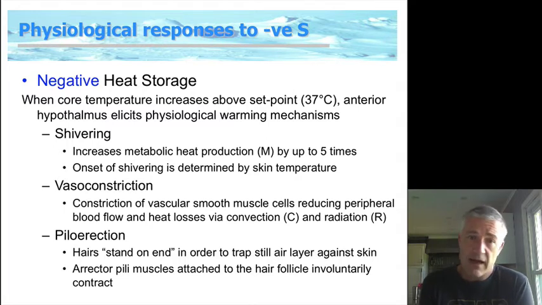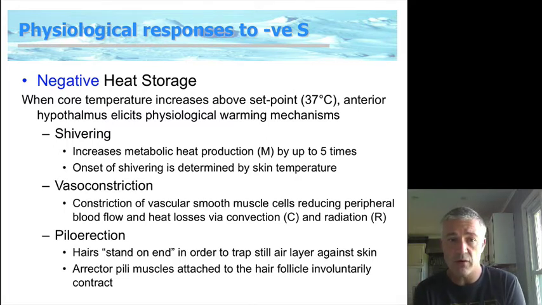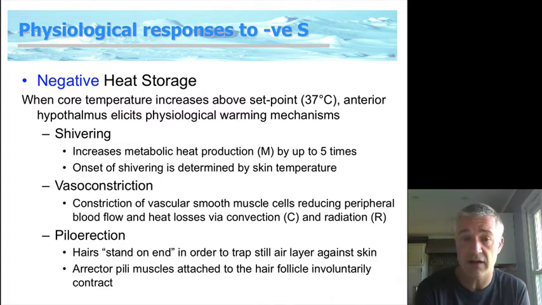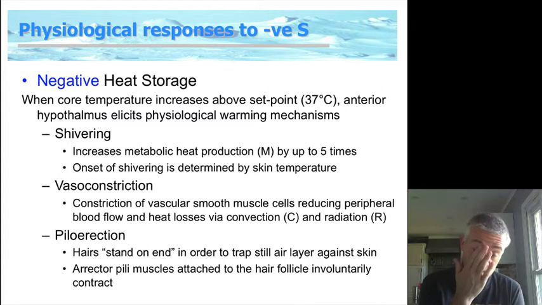Again, the other way it can happen as well, when we start getting below that set point, that negative heat storage, what we're going to try to do then is come up with ways to generate more metabolic heat. The biggest one of this is through shivering. With shivering, you can increase that metabolic heat production up to about 5 times normal. Again, generally determined by the skin temperature and how big a difference it has from that core temp.